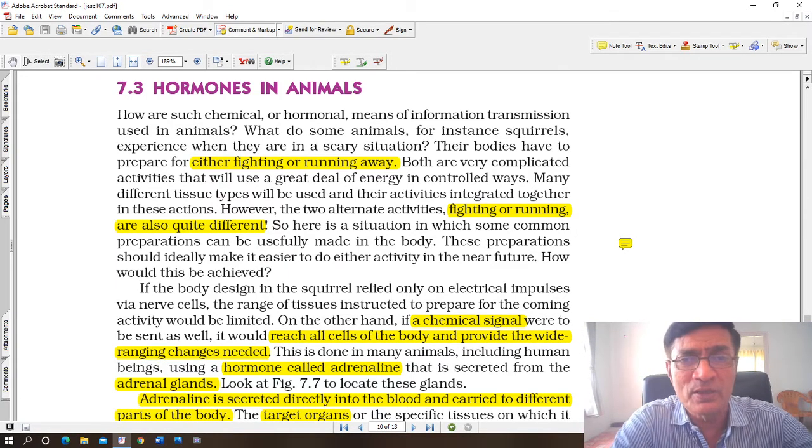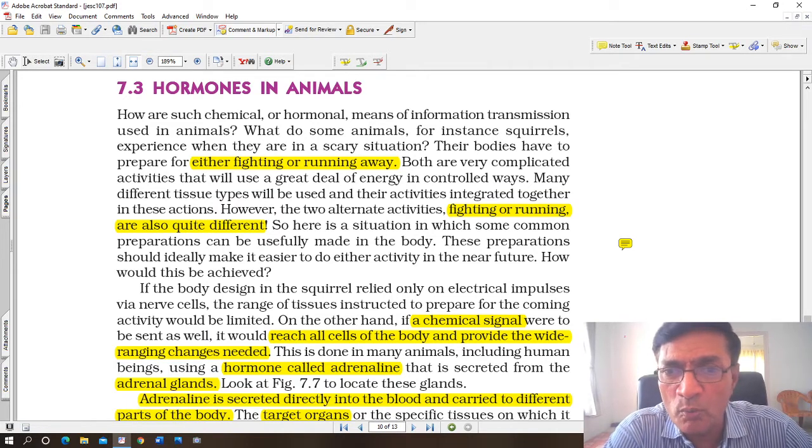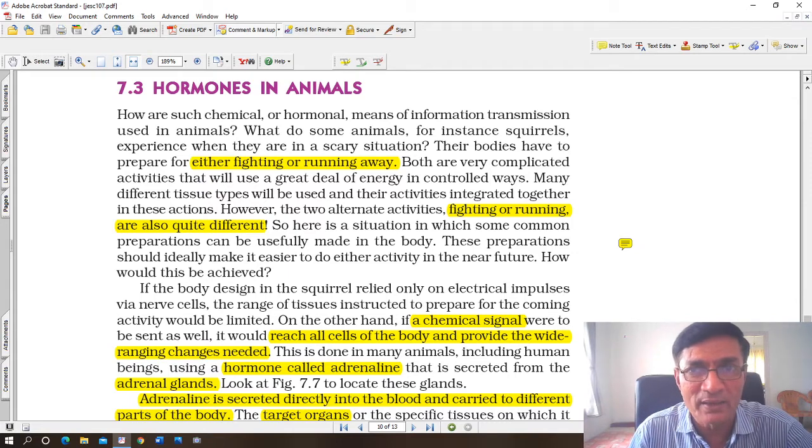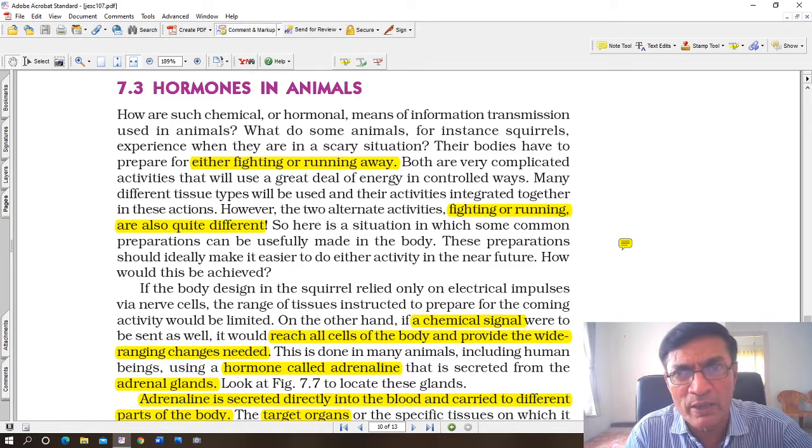Alright, now let's see what happens here. How are such chemicals or hormones, hormonal means of information transmission, used in animals? What do some animals, for instance squirrels, experience when they are in a scary situation? अगर स्क्विरल के सामने सांप आ जाए, तो वो एकदम डर जाएगी. But we know how fast the squirrel is. स्क्विरल को पकड़ना ऑलमोस्ट नामुमकिन हो जाता है, इवन स्नेक के लिए. It moves very quickly, it turns around also very quickly, a squirrel. So how does it respond? When it sees a snake, it is frightened, scared.